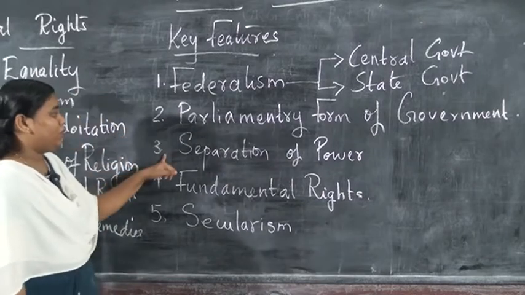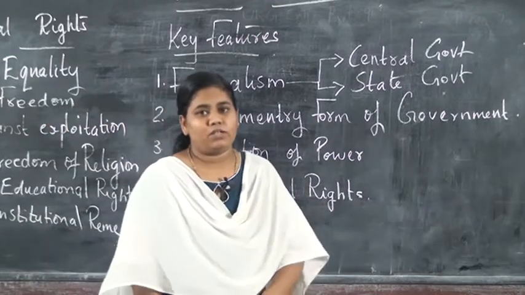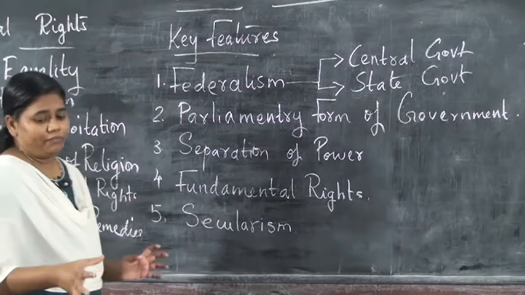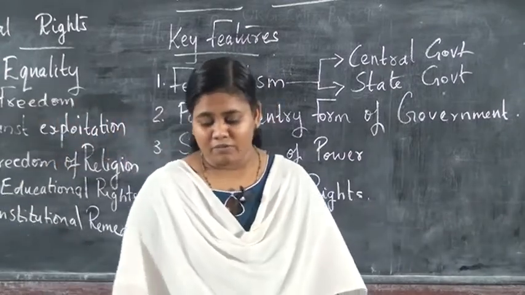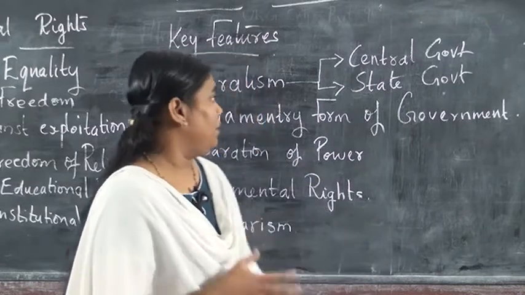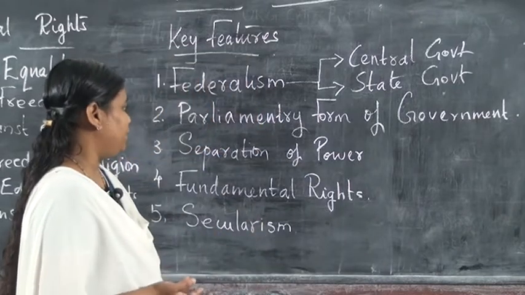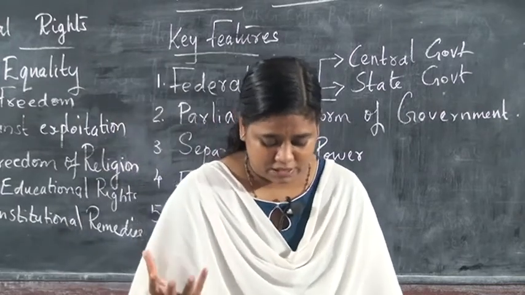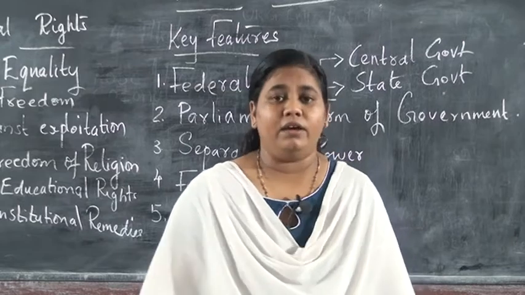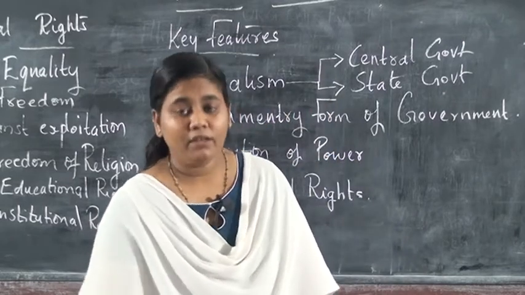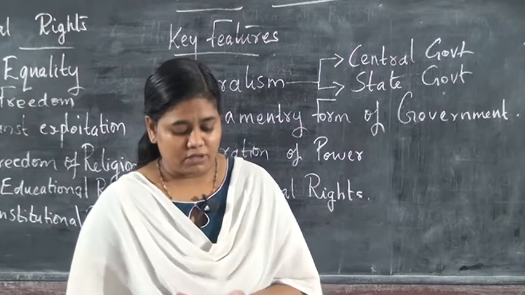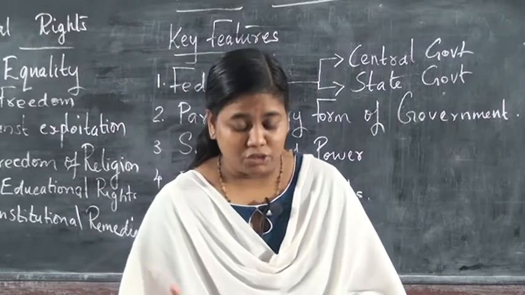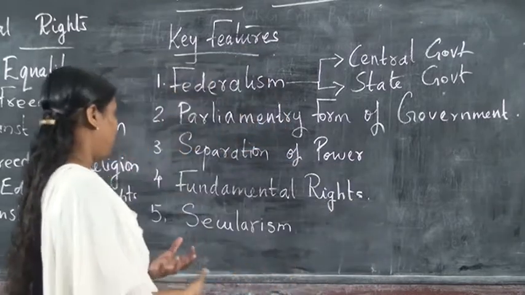The third one was the separation of power. What is separation of power? Separation of power means there are three levels of power: legislature, executive and judiciary. The legislature is the law making body, the executive is the law enforcing body, and the judiciary is the law interpreting body.